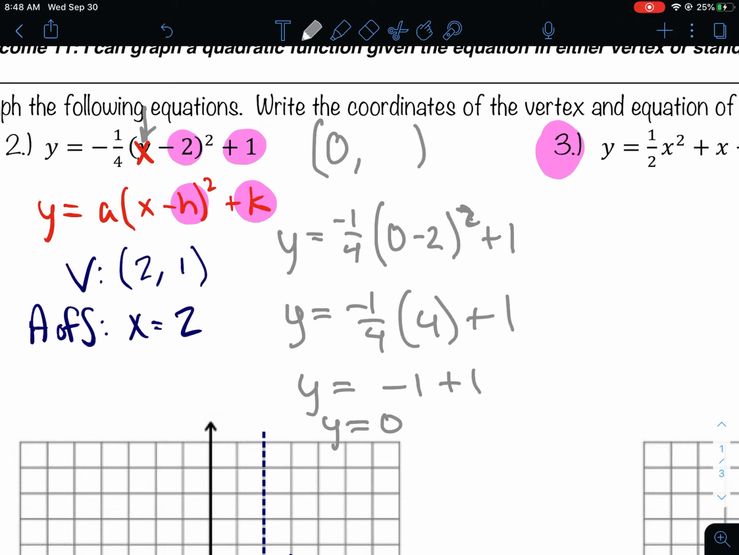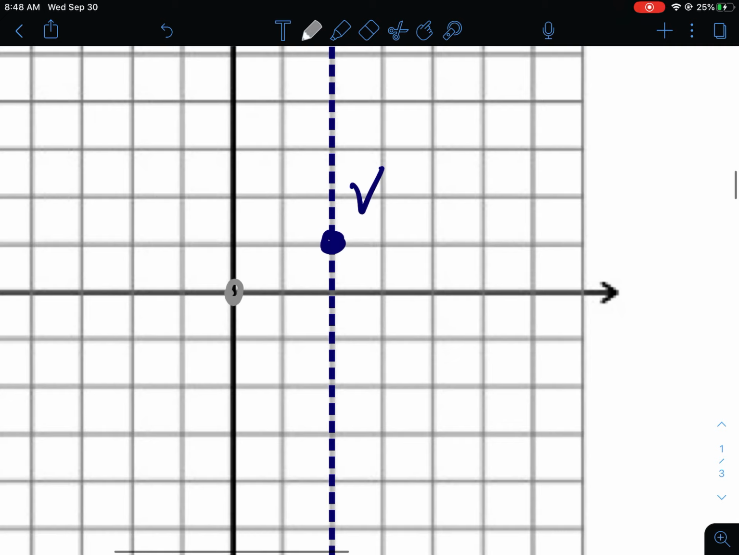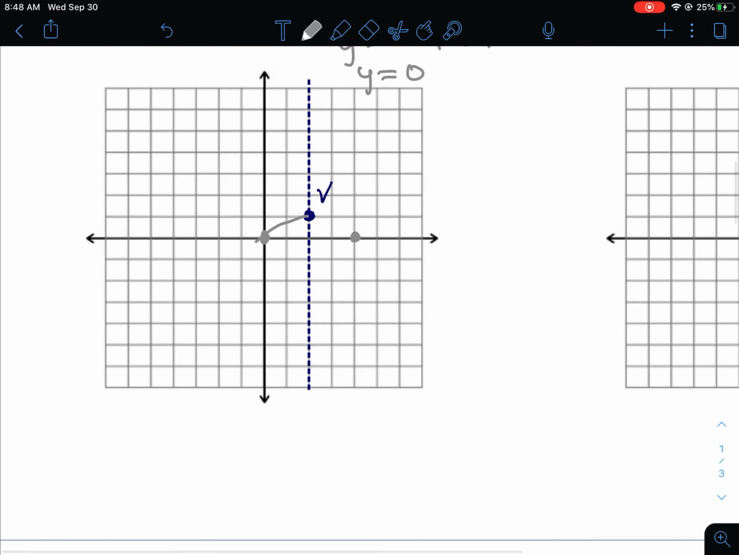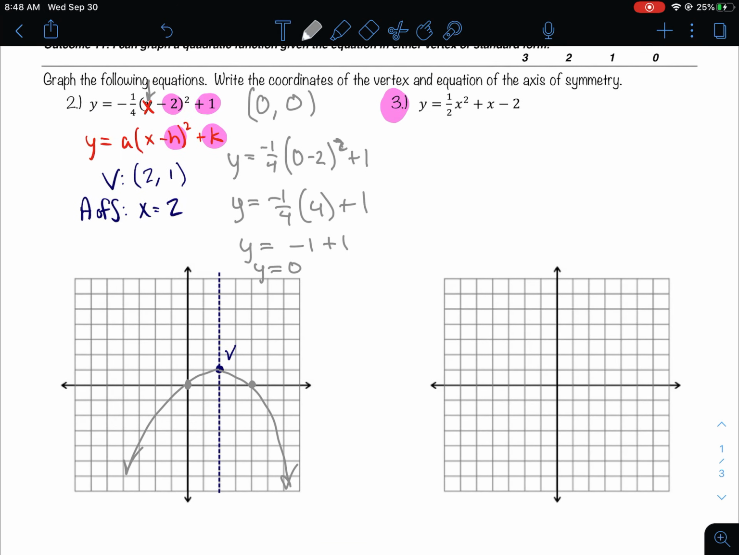So it does look like that if I plug in 0, I get 0, meaning that 0, 0 is an actual point on my graph. So we go over here, 0, 0 is a point on my graph. Using the fact that parabolas are symmetrical, I will have a reflecting point across the axis of symmetry on this side, and I have all 3 points needed to graph, so I can graph my quadratic. And it seems to be that simple.